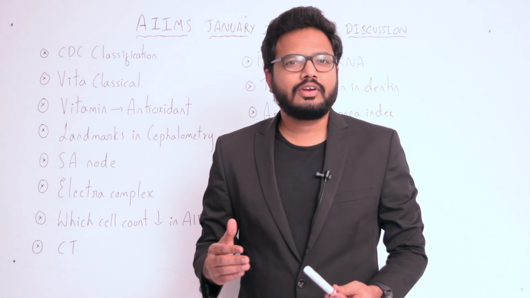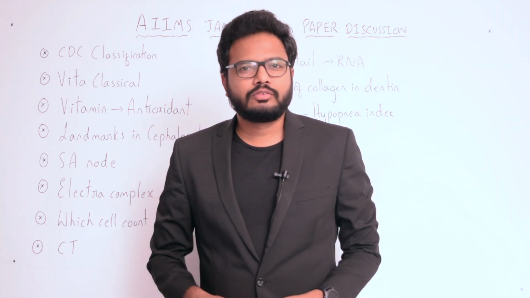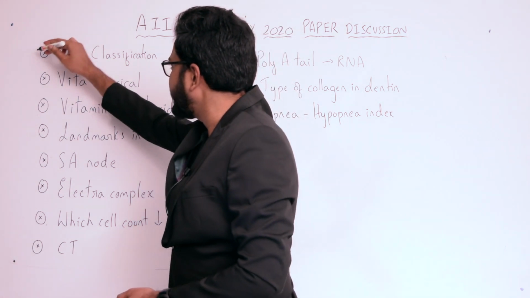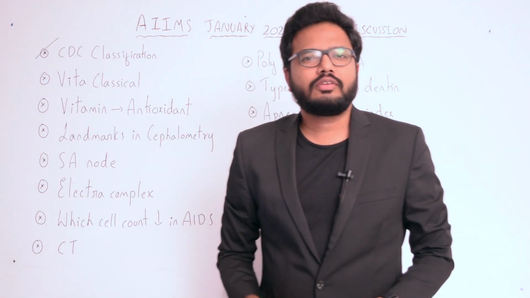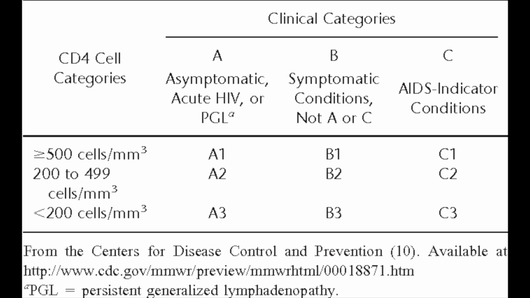Hi, in this video let's review some additional topics. So coming to the CDC classification of HIV or AIDS, based on the CD4 cell count and the clinical parameters, we have the following classification. Clinical categories A, B and C, where A is asymptomatic, acute HIV, or persistent generalized lymphadenopathy, that is PGL. B is neither A nor C, it is symptomatic. And C represents AIDS-indicator conditions.